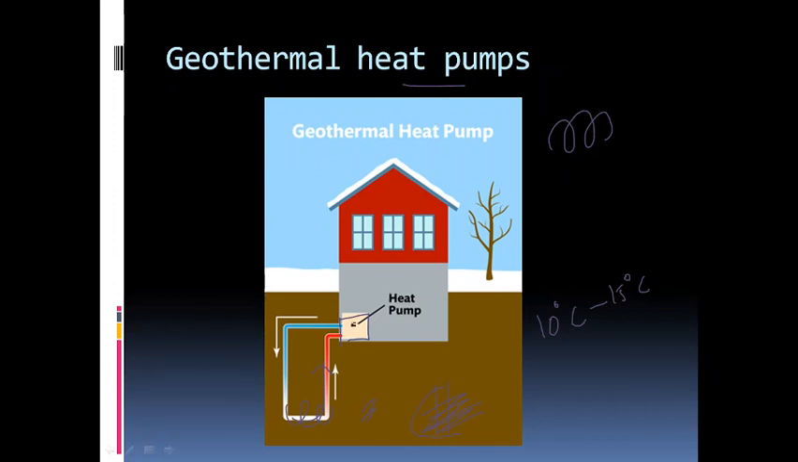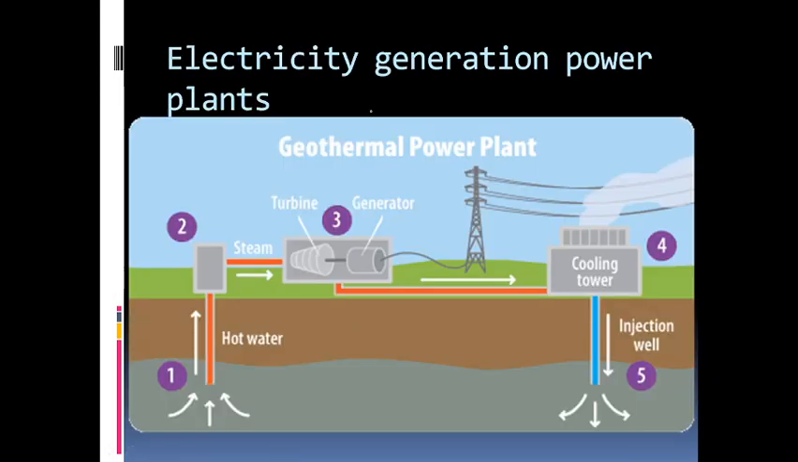Now, in certain cases, electric pumps will be used to circulate liquid through this pipe for a more efficient heat transfer. And the third kind of system is the electricity generation using power plants. The electricity generation using geothermal energy in power plants.